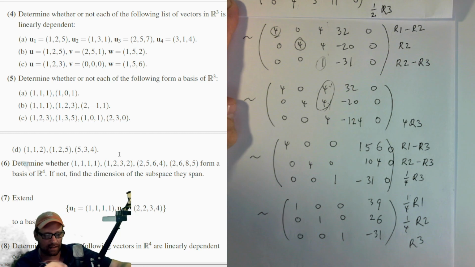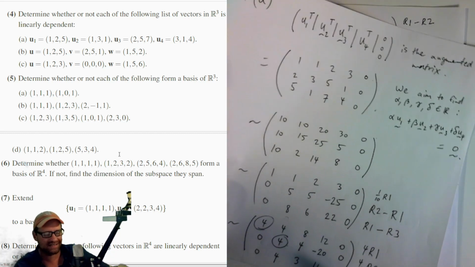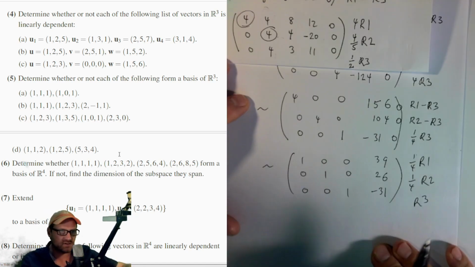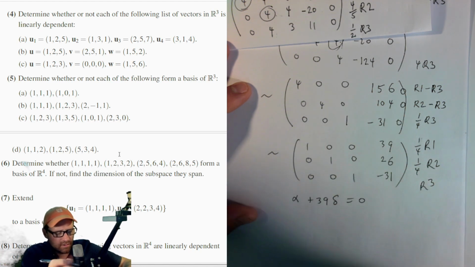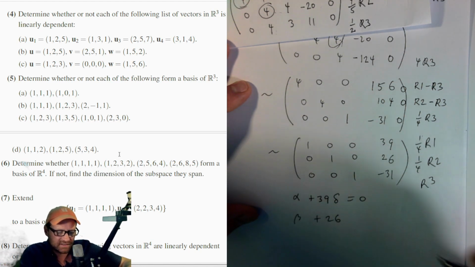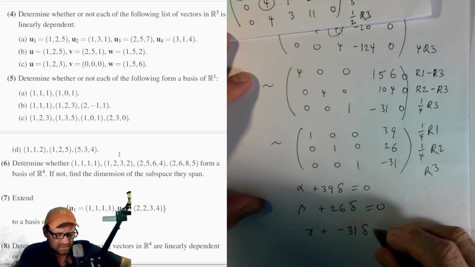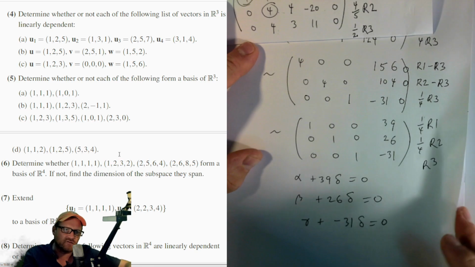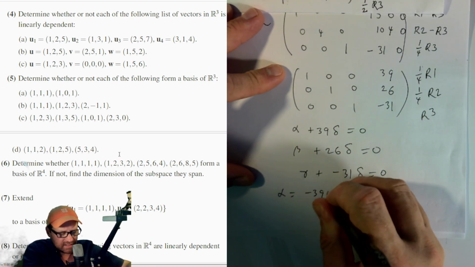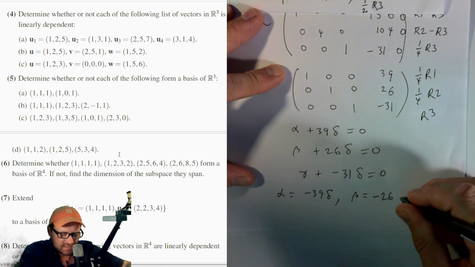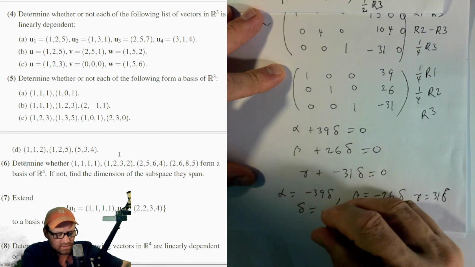Okay, so what does this tell us? Well, if we go back to this equation right here, we now have an alpha, beta, gamma, and delta, all in terms of delta. So this says that alpha plus 39 delta equals 0, beta plus 26 delta is 0, gamma plus minus 31 delta is 0. And so we can express alpha, beta, gamma, and delta all in terms of delta. So alpha equals minus 39 delta, beta equals minus 26 delta, gamma equals 31 delta, and delta equals 1 delta.